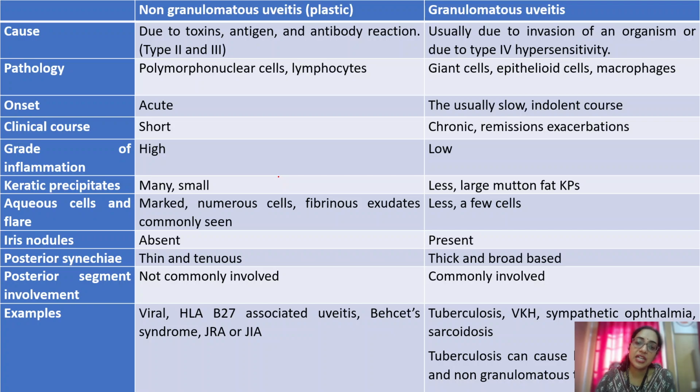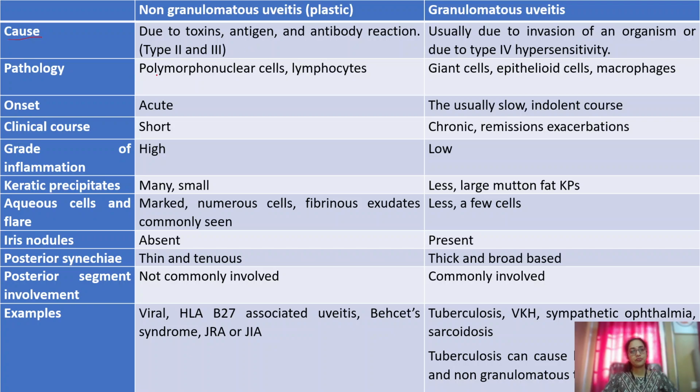So this table that I show here is very important for you, since you won't be having any theory exam anymore. You will be expected to recognize a particular disease based on the presentation. These are some clinical differences between non-granulomatous and granulomatous uveitis. First, coming to the cause, non-granulomatous or plastic uveitis is usually toxin or antigen mediated, and it's usually type 2 or type 3 hypersensitivity. Whereas granulomatous uveitis is usually due to invasion of an organism or due to a type 4 hypersensitivity.